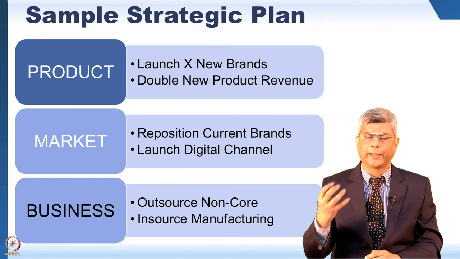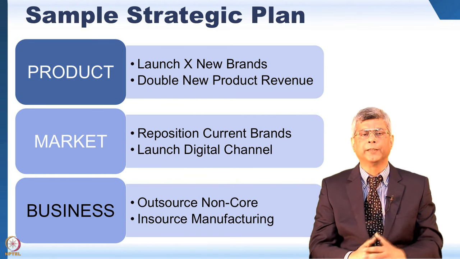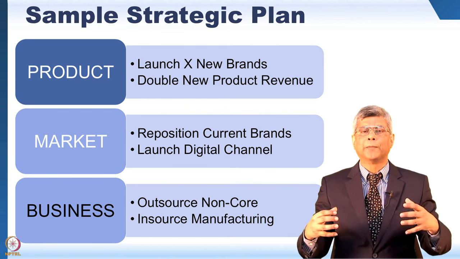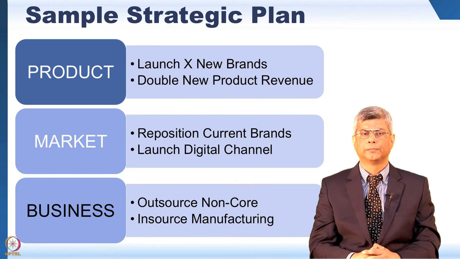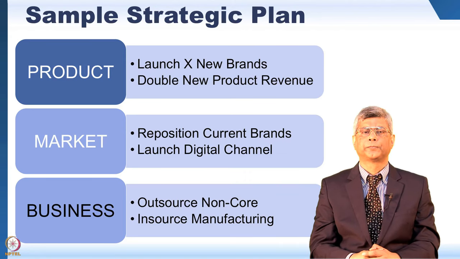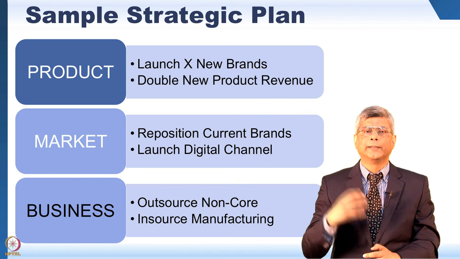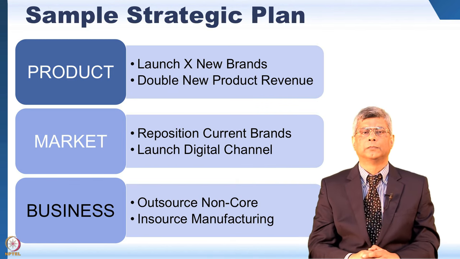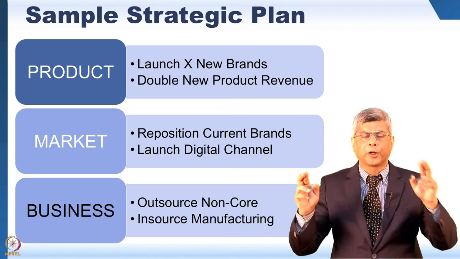First, you could talk about the products. That's what gets you the money. So you could say, launch X number of new products: 1, 2, 3, 4, or different kinds of new products. And you could say, as a choice, that these new products will give me more business. So that becomes your product strategy.